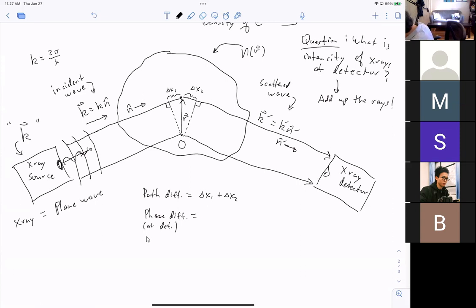Now I want to ask you a question. Obviously k does not equal k prime because they're different vectors, pointing in different directions. But let me ask you this: what's the relationship between k and k prime, the magnitudes? Can someone tell me? Is there a relationship between the magnitudes of k and k prime?